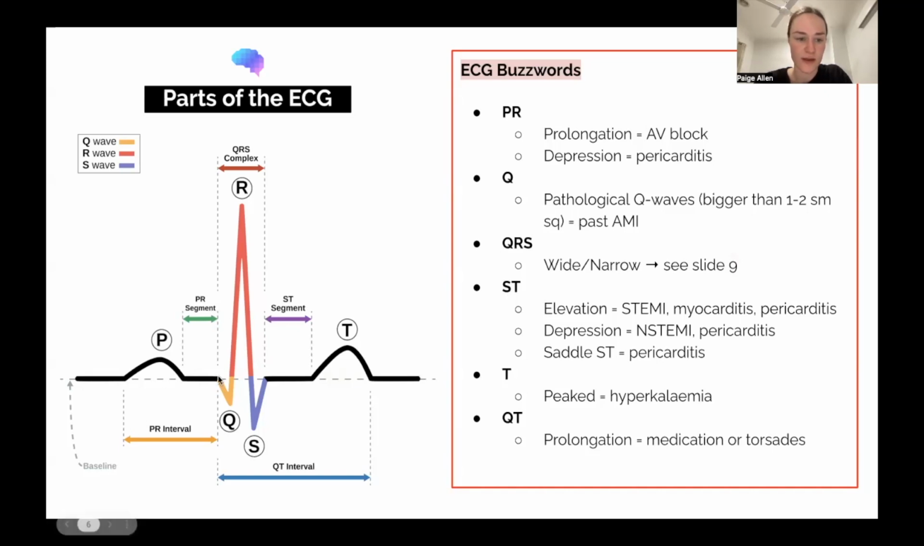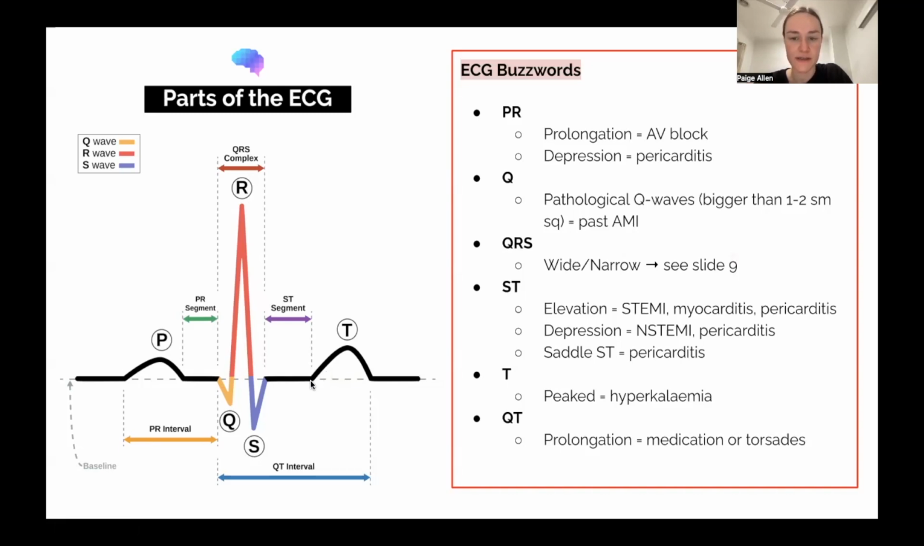With the Q waves, there's something called pathological Q waves. That's when they're more than 1 or 2 small squares below the baseline. Normally you expect them to be 1 small square or less. The number 1 or 2 depends on which lead it's in. I wouldn't put a ton of emphasis on that. But generally they signify that there's been some past ischemic changes, usually a past AMI. For the QRS complex, I'm going to be going into more detail on that in a couple of slides.